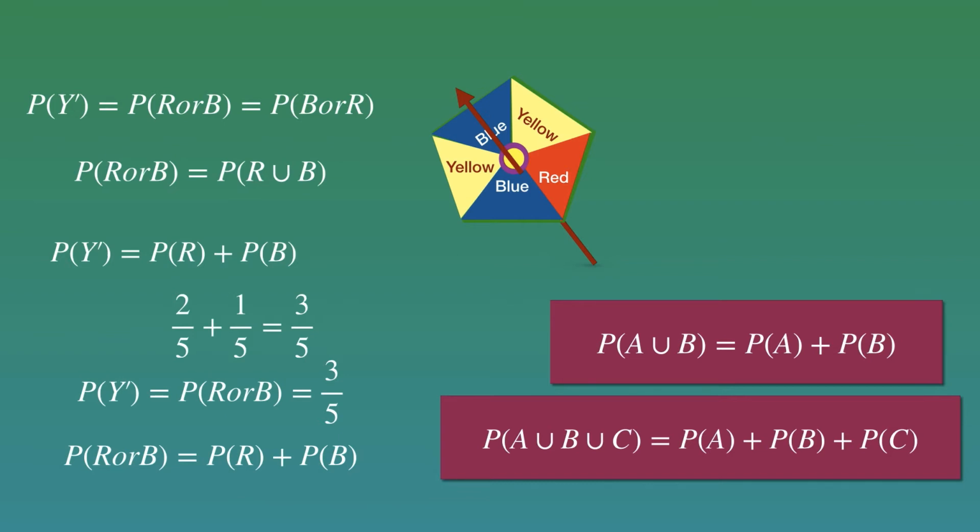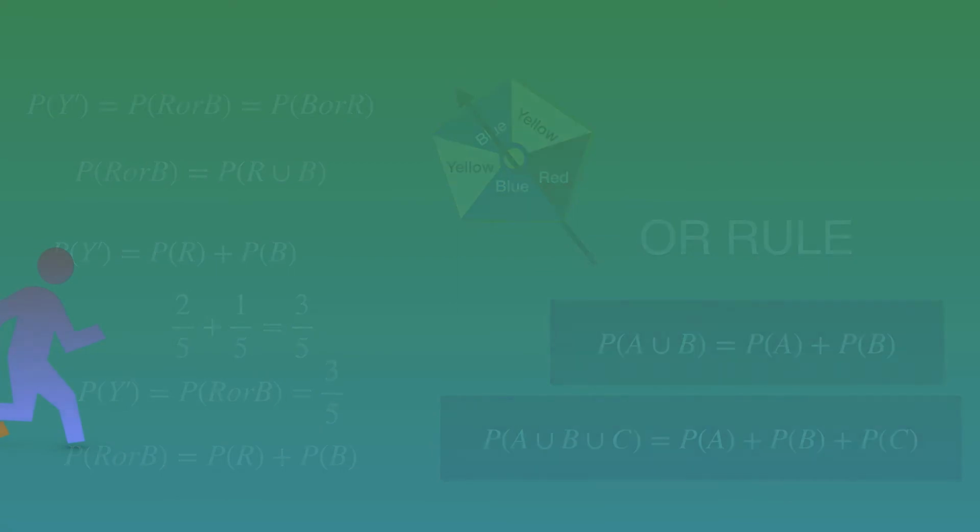This is known as the OR rule of probability for mutually exclusive events. Whenever you see the word OR in a probability question, it means we can apply the OR rule. So watch out for this keyword in your question.